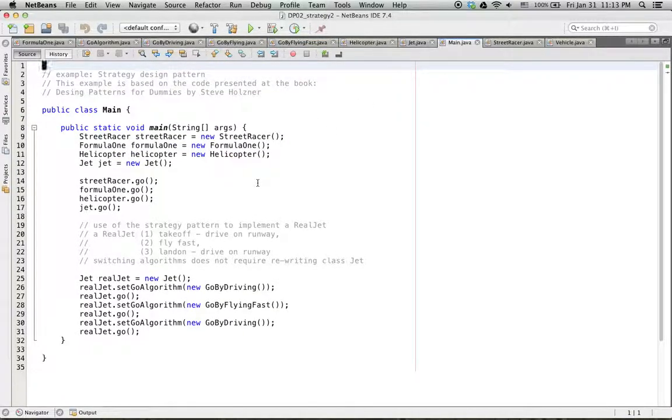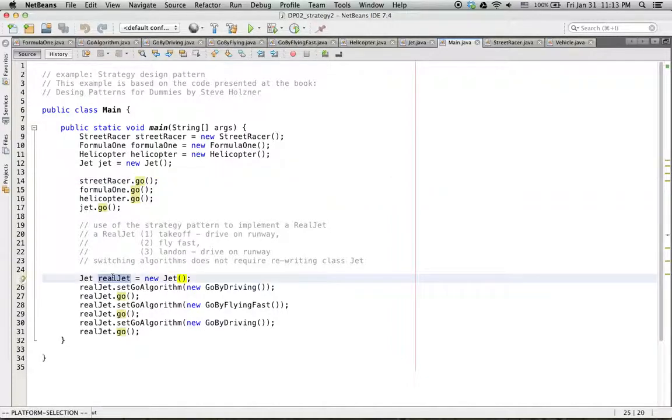So the main application looks like this. You have a street race car, Formula One, a helicopter and a jet. For each subtype of vehicle, the algorithm is set. So if we simply say go, those vehicles move. Also, using the strategy pattern, we can implement some complex type of vehicle which is not precisely defined in one of the subclasses.